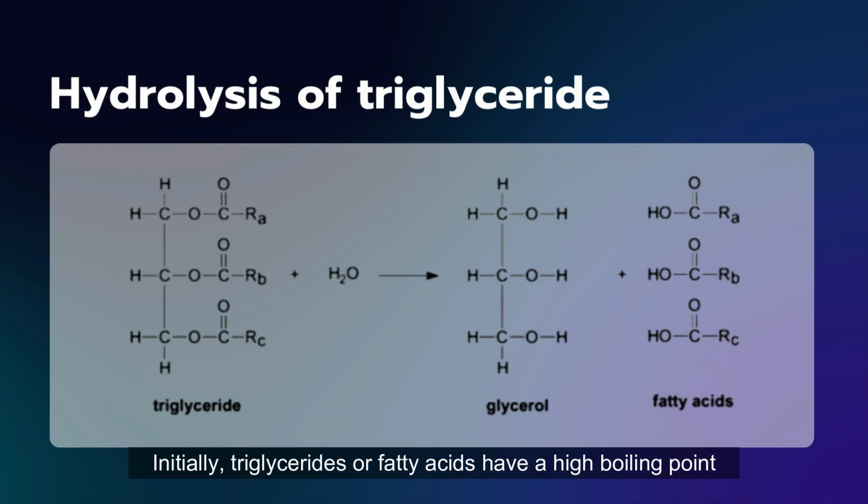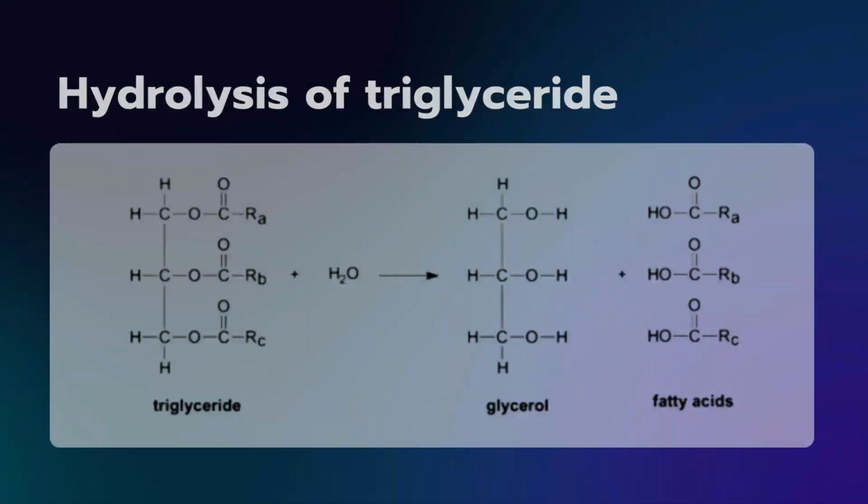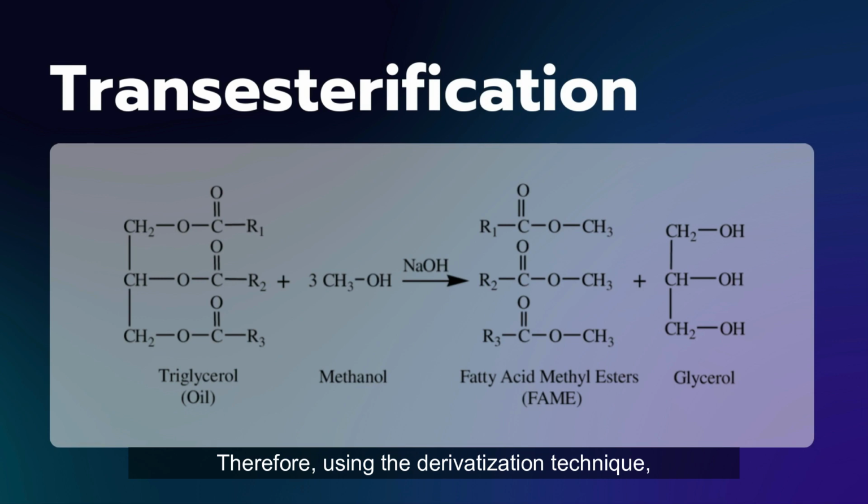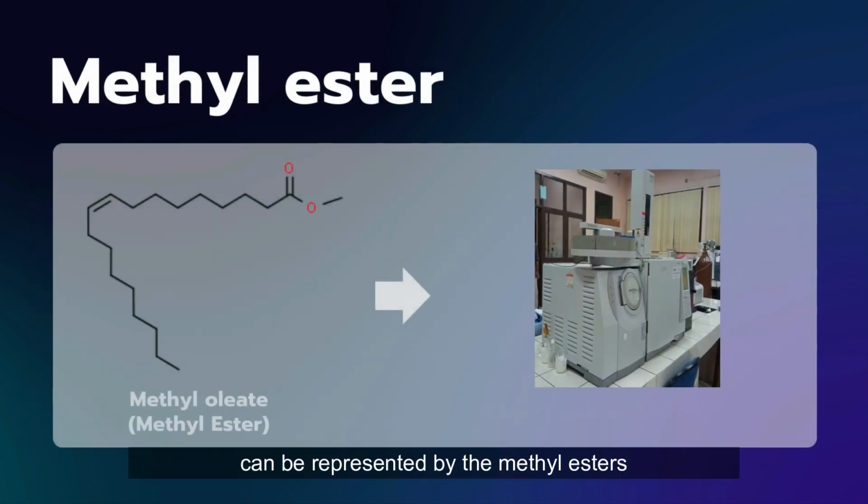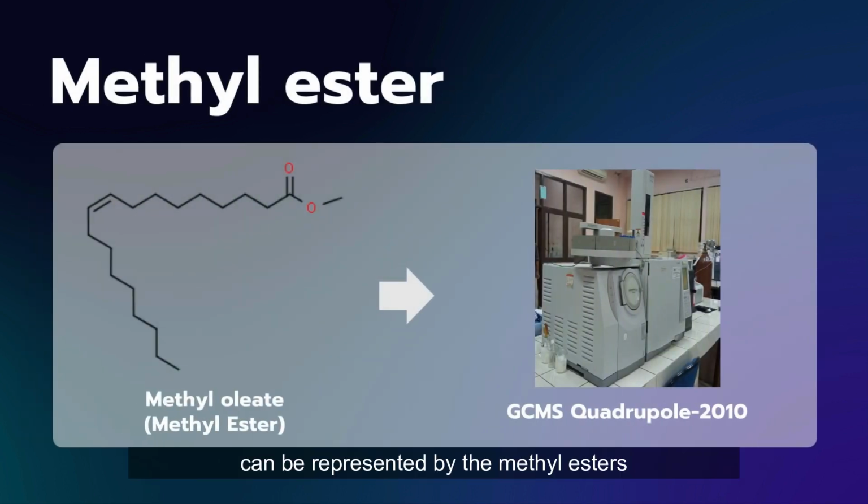Initially, triglycerides or fatty acids have a high boiling point, which makes them unable to be analyzed using gas chromatography. Therefore, using the derivatization technique, triglycerides, which are esters, are converted into individual methyl esters with lower boiling points. Then, the fatty acids contained in the sample can be represented by the methyl esters.